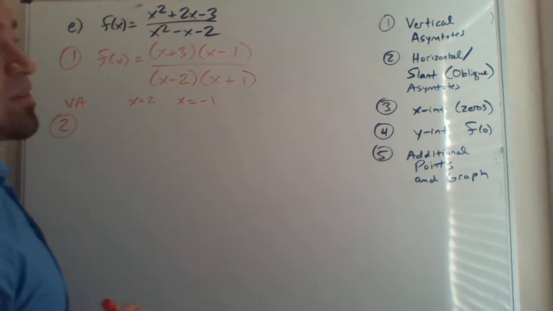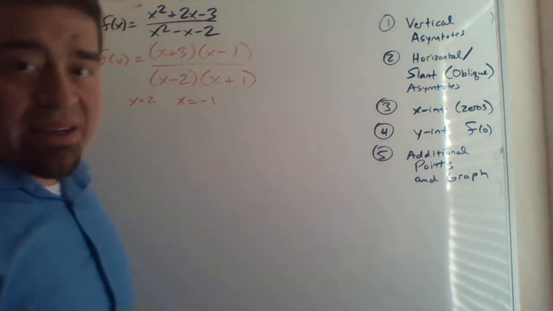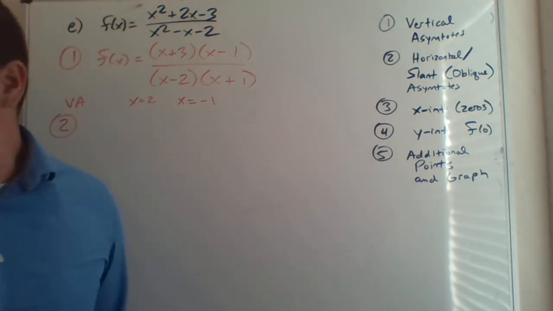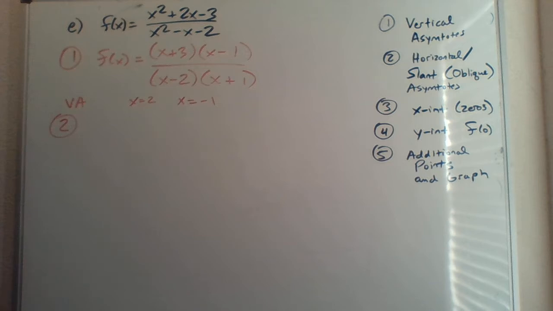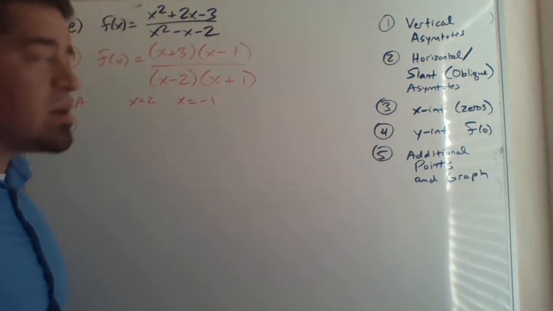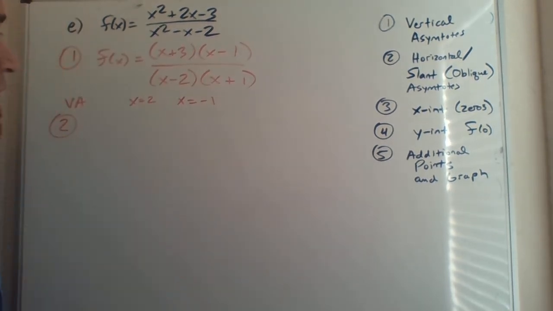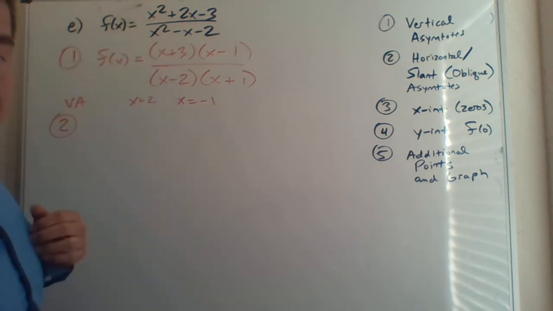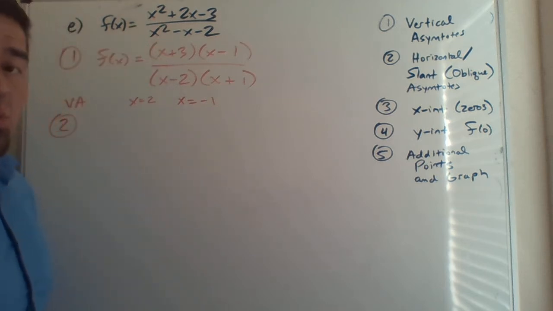Step 2 is find the horizontal asymptotes. So like I said in class, there's 3 rules. Rule 1 was if the degree of the top function is less than the degree of the bottom function, then the horizontal asymptote is y equals 0.